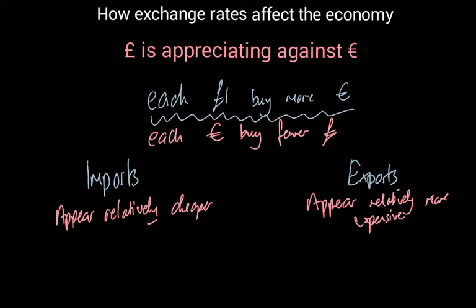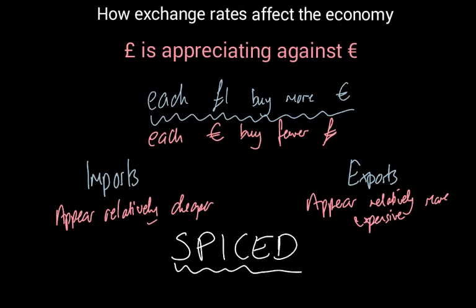Once you've got this sorted out, then actually it starts to become a little bit more straightforward. You may well have come across the mnemonic SPICED to help you remember this relationship, which says strong pound, which is what we've got here, imports become relatively cheaper, exports become relatively dearer. And that can be a really good way of remembering these impacts of an exchange rate change on the relative value of imports and exports.